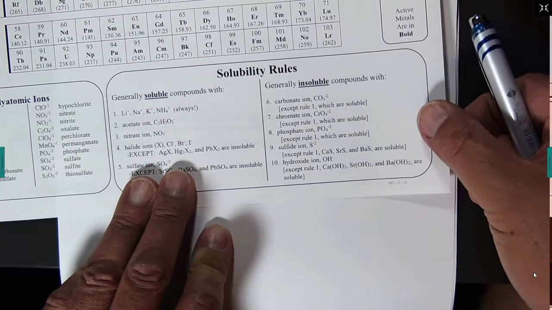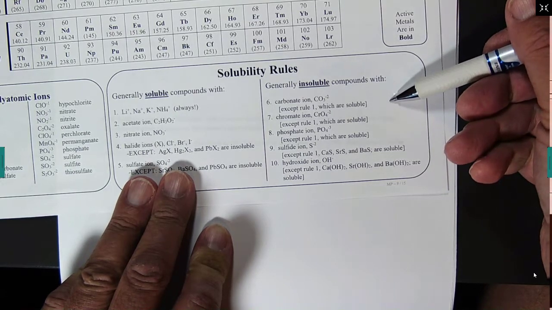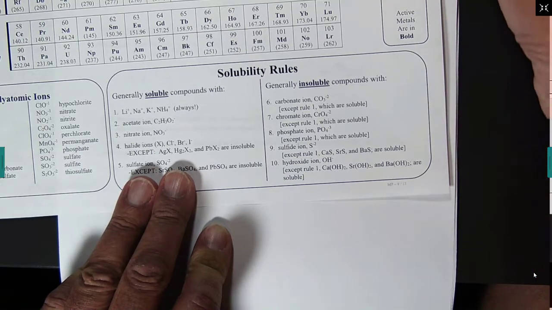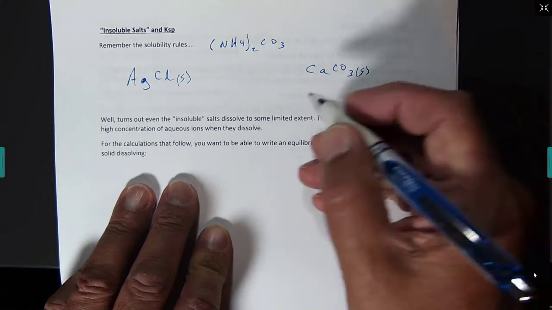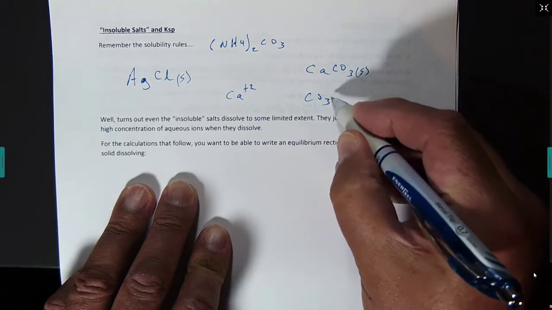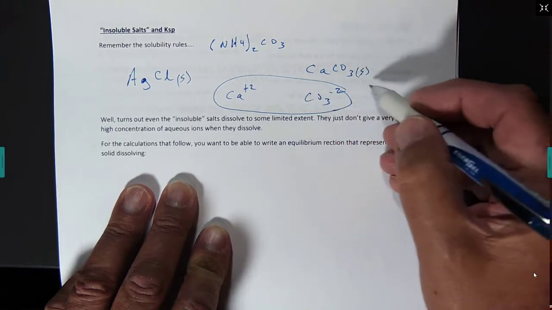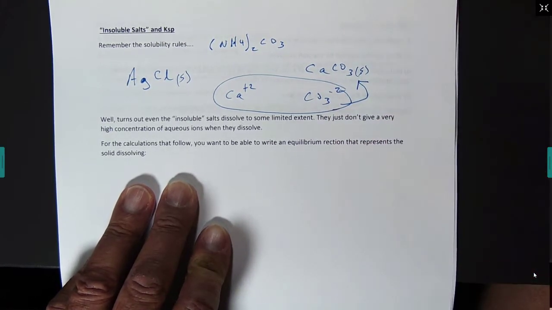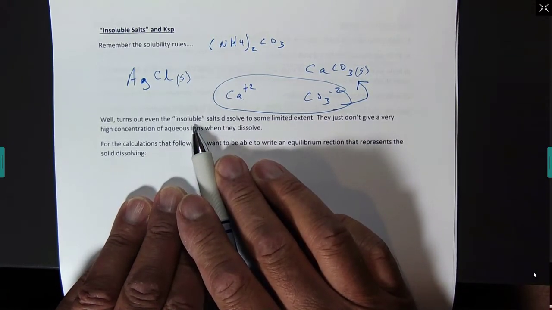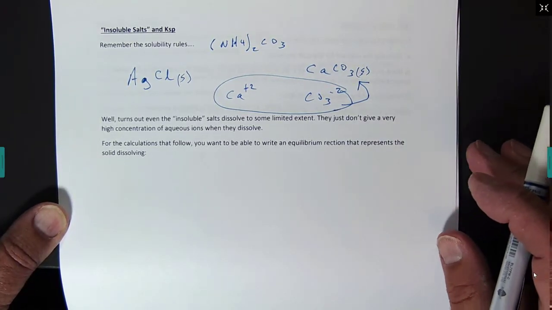But then you have these insoluble compounds. These are the compounds that you typically see as a precipitate. If you recall precipitation reactions where you mix two things together and suddenly it gets cloudy. So for instance, if you took a solution of calcium ions and mixed it with a solution of carbonate ions, put these two things together, it gets all cloudy because it is forming that stuff. Now, here's the deal. Even these insoluble salts, they do dissolve to some limited extent. It's just you don't get a very high concentration of them.